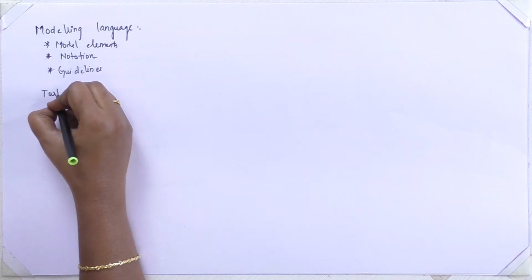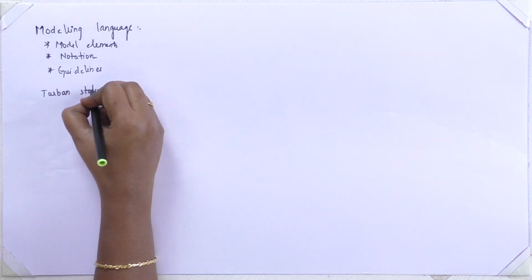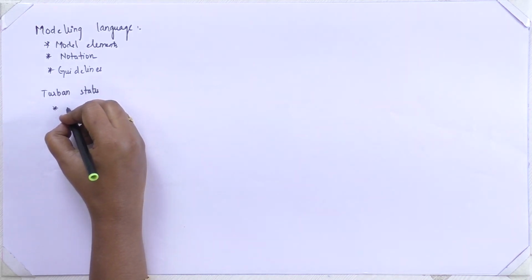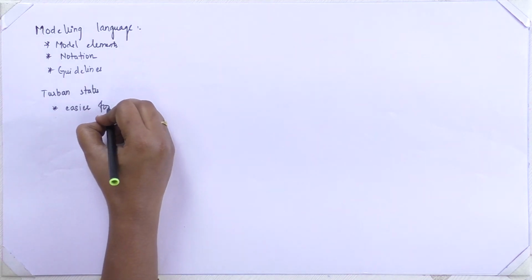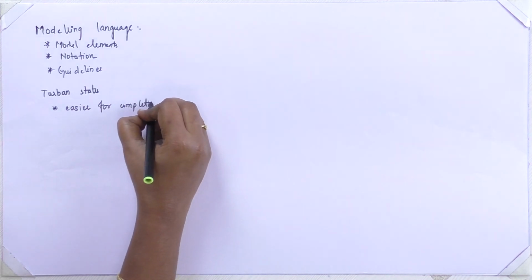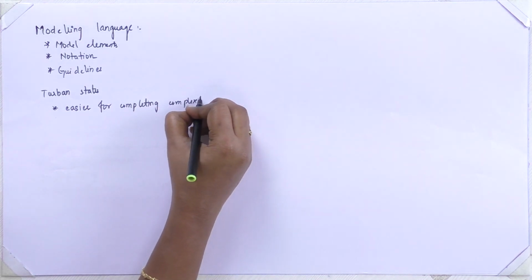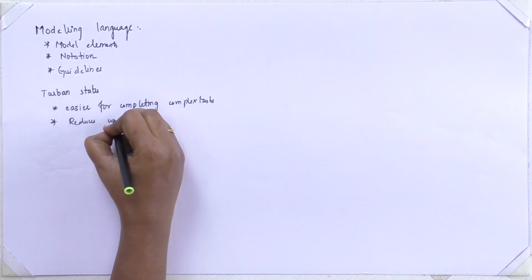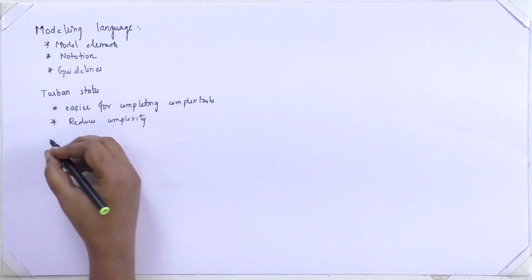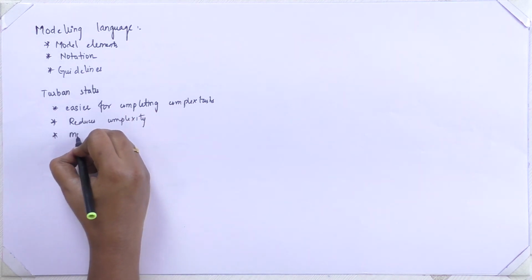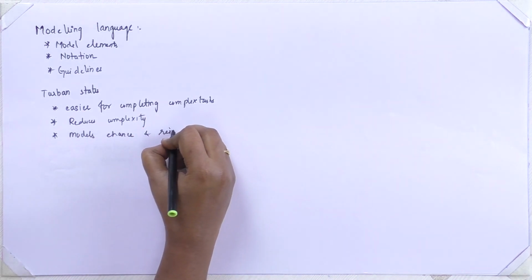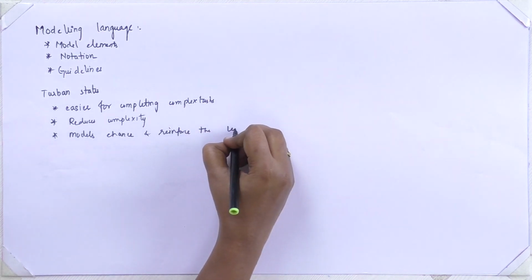Next, Turbin is an author, and this author states that modeling has the following advantages. One is that modeling makes developing software easier. It makes it easier to complete difficult tasks. So it helps us complete complex tasks more easily. Next, it reduces complexity. This model enhances and reinforces the learning and training part.